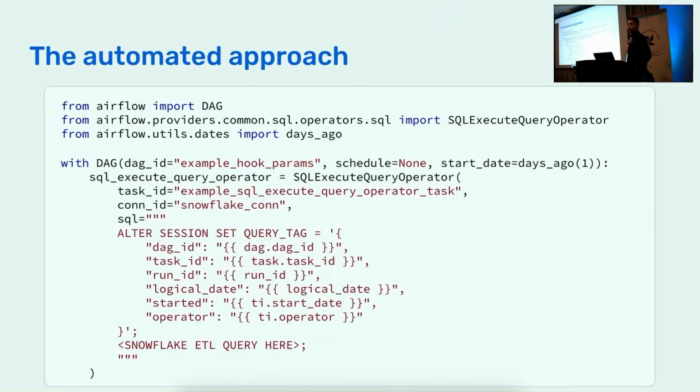If you are to automate this with Airflow, you could do something like this, where you would have your DAG definition, and then in your SQL step there, you would have an alter session statement to set query tags. And with the Jinja templating, you would be adding DAG ID, task ID, and all of that in there. And if you're familiar with altering session statements in Snowflake, you really have to do two statements in the same query. And so you would have to do that manually for every single task that you have in your DAGs.